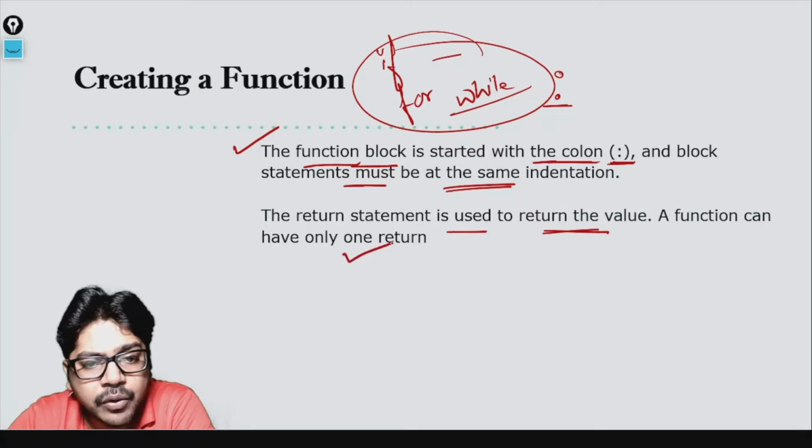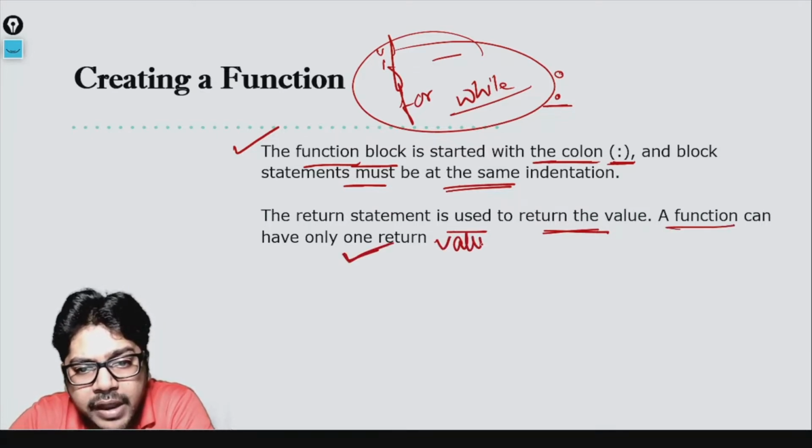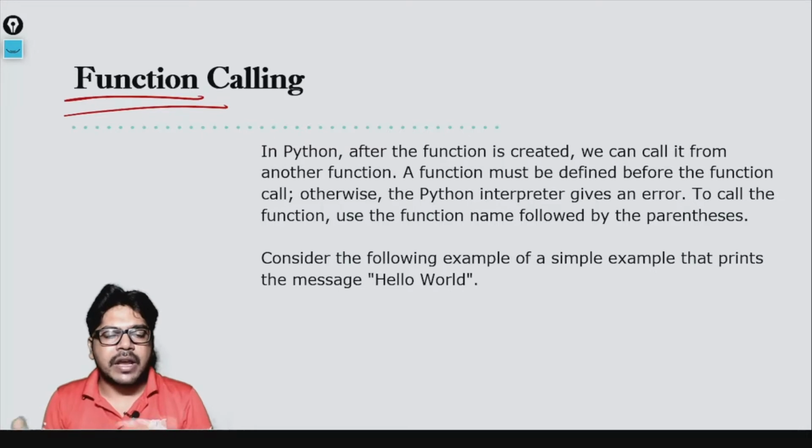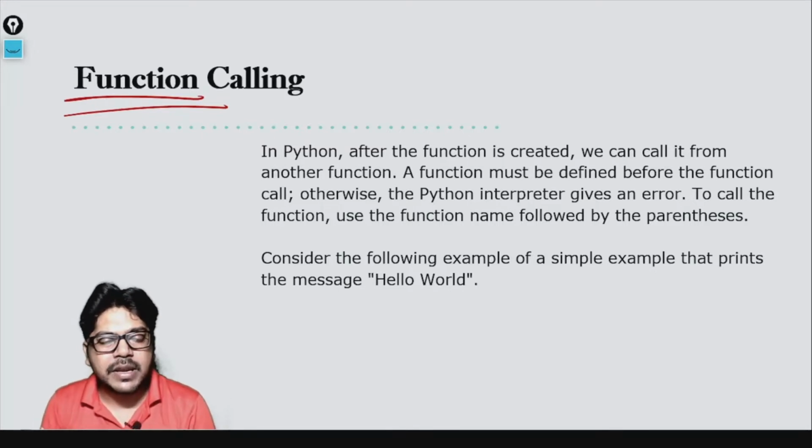A function can have only one return value. Remember that a function can have only one return value. It cannot have more than that. Proceeding further, how do you call a function? Now you must be wondering why we are not doing practical. Just hold on for a minute, we'll do everything.